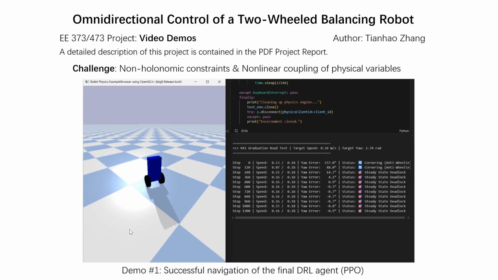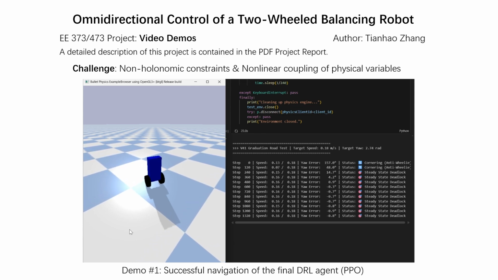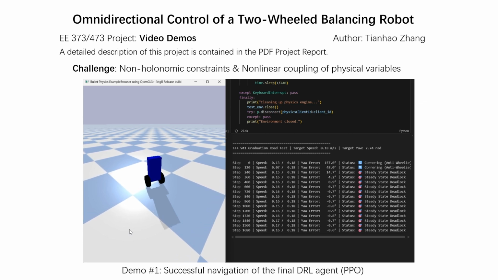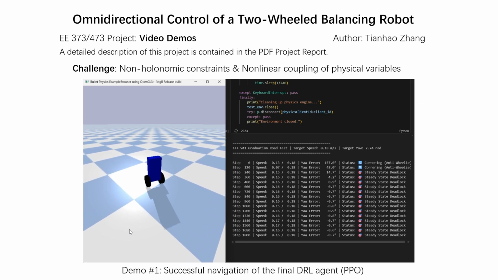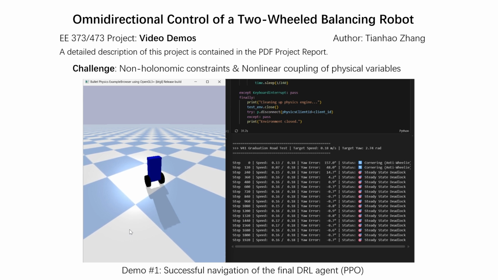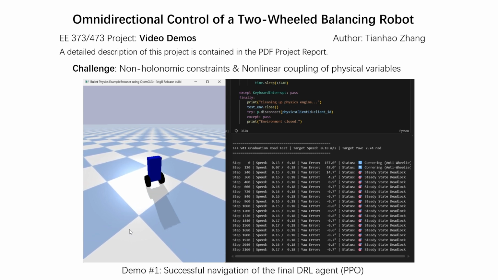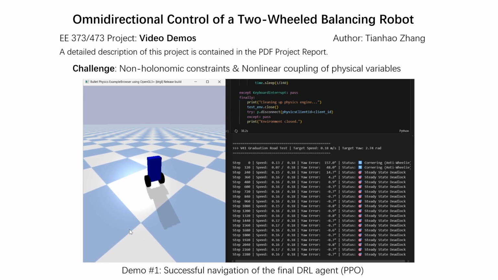The core challenge we address is twofold: non-holonomic constraints and the nonlinear coupling of physical variables, which makes stable omnidirectional movement a significant control problem. This is the successful navigation of our final DRL agent, demonstrating PPO's proficiency.